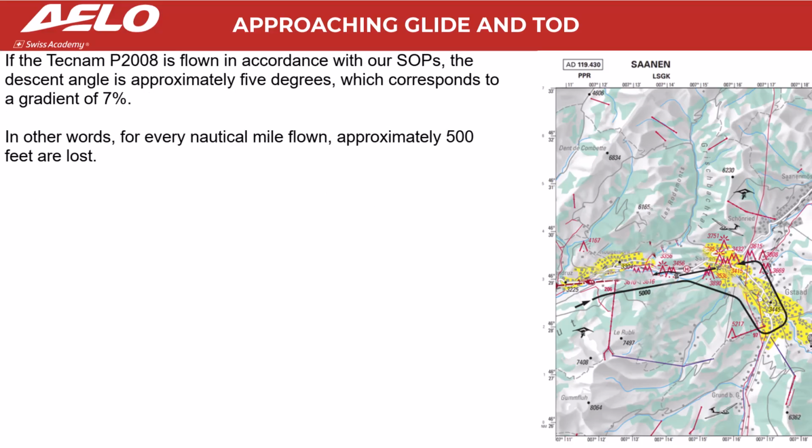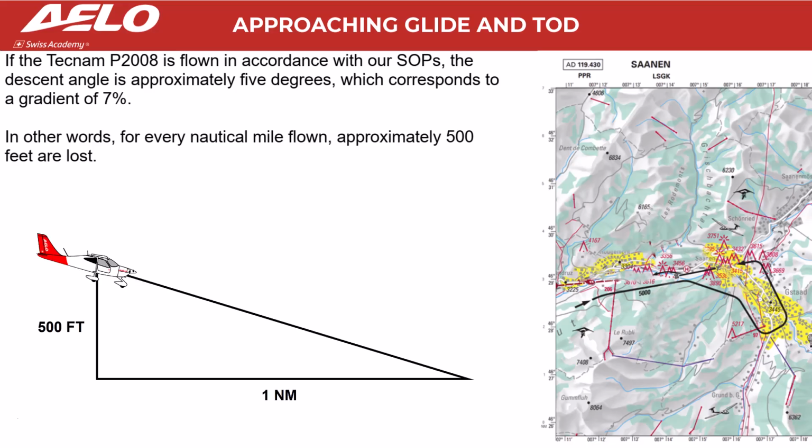If the Tecnam P208 is flown in accordance with our SOPs, the descent angle is approximately 5 degrees, which corresponds to a gradient of 7%. In other words, for every nautical mile flown, approximately 500 feet are lost.